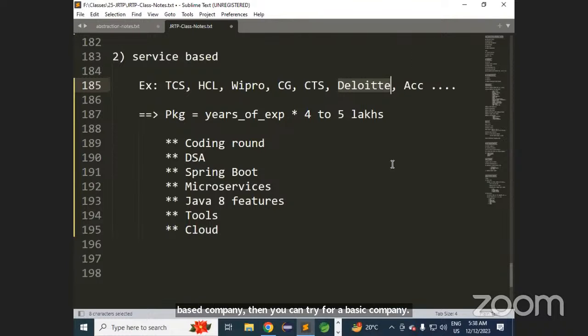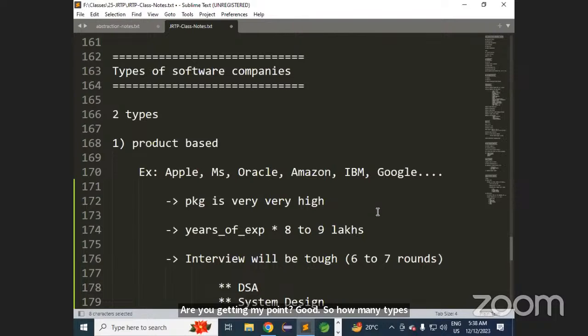Good. So how many types of companies we can see in the IT market? We can see 2 types of companies in the IT market. What are those 2 types of companies? One is called prod-based company. Second one is called service-based company. Which companies we can call as service-based companies? The companies which are developing the project based on the given client requirement. Those companies are called service-based companies.